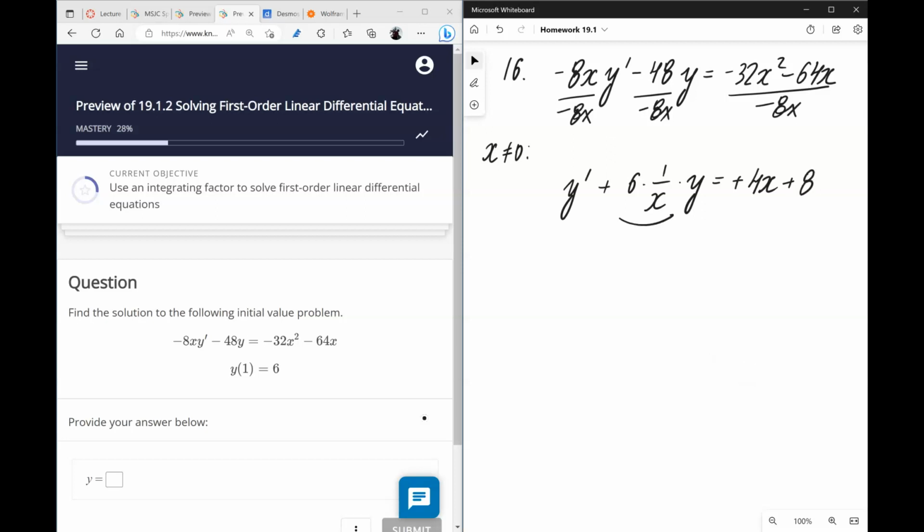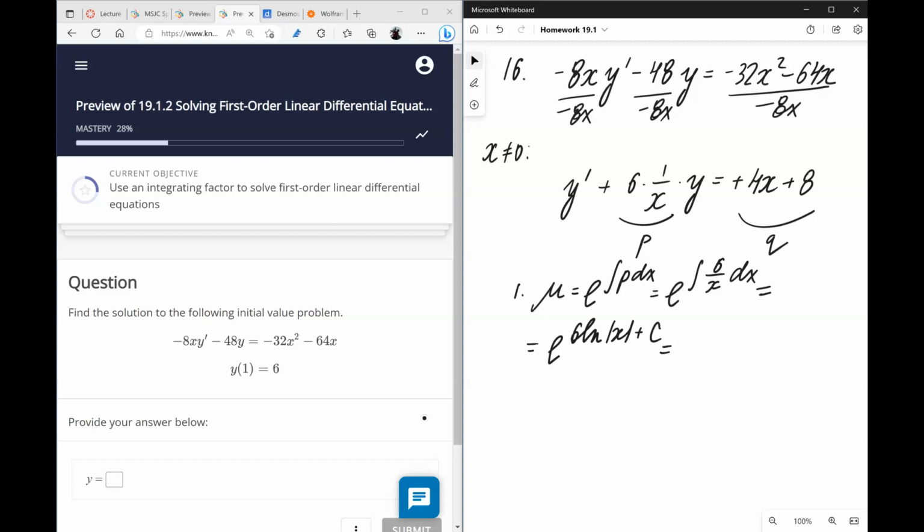plus 4x plus 8. Now this is my p, this is my q. We're going to find the integrating factor as e to the power integral of p dx. So it's going to be e to the power integral of 6 over x dx. So it's going to be e to the power 6 ln absolute value of x plus c. But we can assume that x is, I think it's pretty fair to assume that x is positive here. But regardless of whether x is positive, we just have e to the power ln of x to the 6. Now it doesn't matter if x is positive or negative, and the integrating factor is just x to the power 6.